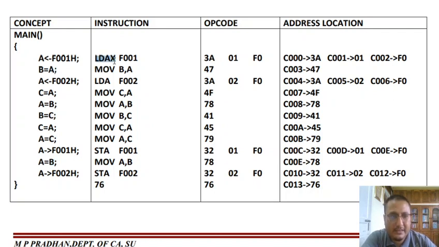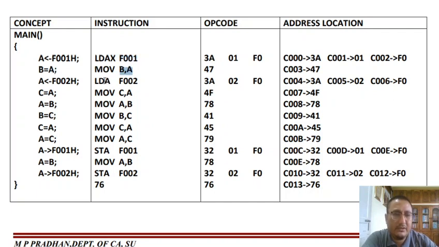Now LDAX is an instruction that is capable of loading the accumulator with the content of the address location. Okay, again I'll repeat it. LDAX is an instruction that is capable of loading the accumulator with the content of the address location. Is it understood? So it's a very simple instruction that loads the accumulator with the content of the address location. So once A is loaded with the content of the address location, then we are moving A to B.